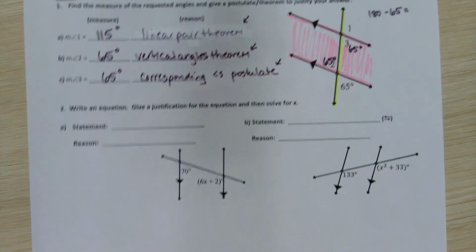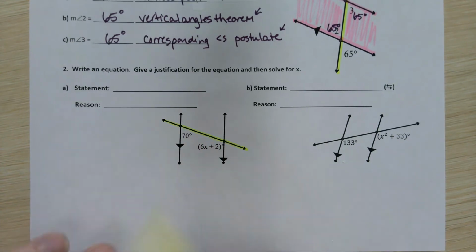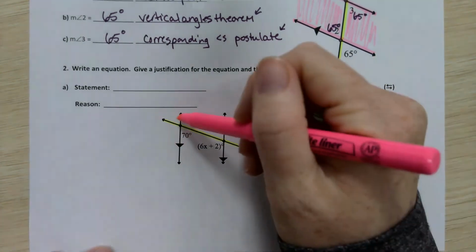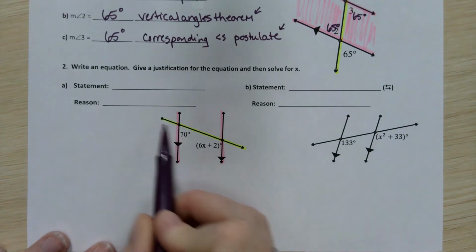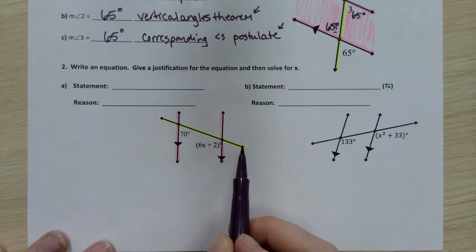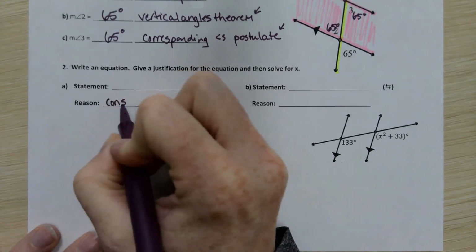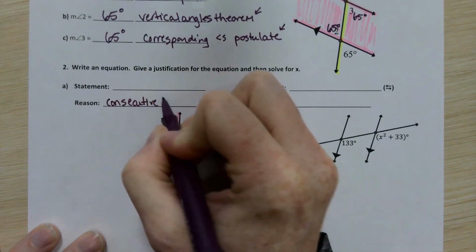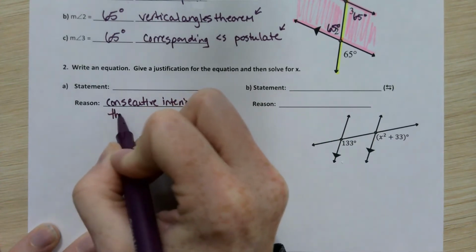Okay, moving on to example 2, similar ideas, but we're starting to see some algebra pop up. So like the last problem, I'm going to take time to really think about what kind of angles I'm dealing with first. I'm going to focus on that reason because that reason gives me a game plan for how to set up my equation. These two angles are on the same side of that transversal, and they're both in that interior space. So I'm going to be using my consecutive interior angles theorem.